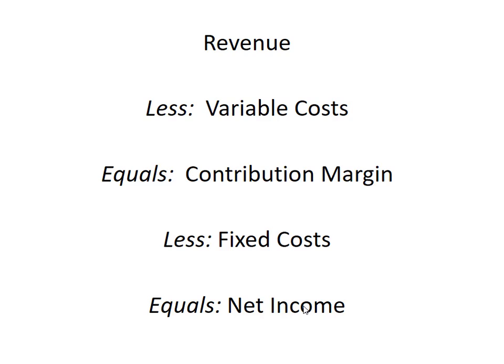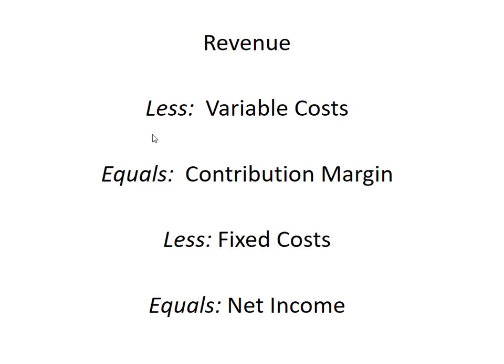So there's a couple of takeaways from this income statement. First of all, revenue minus our variable costs equals our contribution margin, and our contribution margin is what is left over after we paid for our variable cost of production. Our contribution margin then is available to, number one, cover our fixed costs, and after we've covered the fixed costs, the contribution margin is available to produce net income.